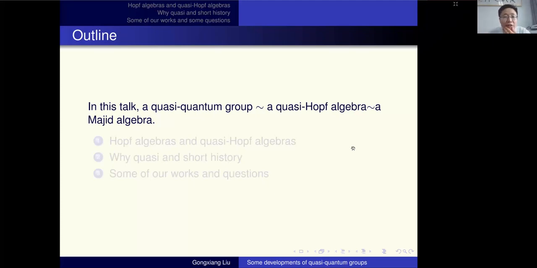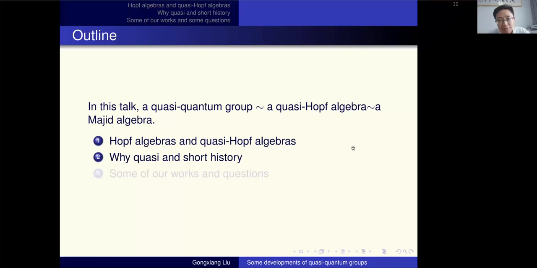My talk is divided into three parts. The first part, I want to compare the Hopf algebra and quasi-Hopf algebra. From this, maybe we can accept the concept of quasi-Hopf algebra more easily. Then I want to recall why we need the quasi. This is a quite complicated concept. Why we need it, and from my point of view, I collected some short history about its development. Then at last, I want to introduce some of our works and put some questions for our future research, or for your test maybe.